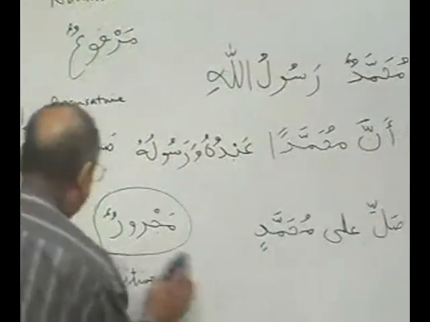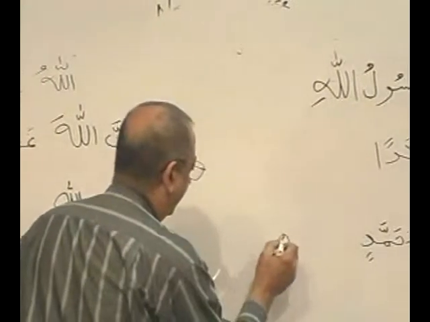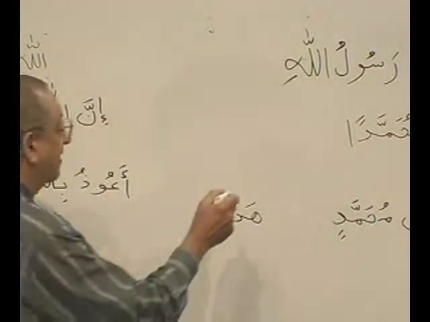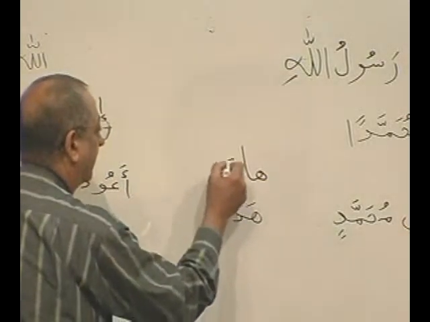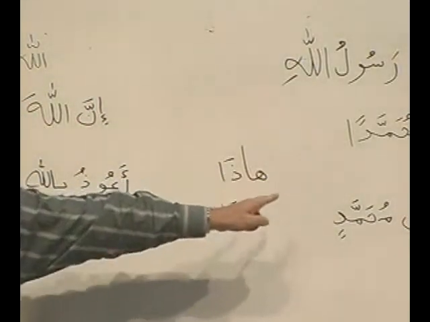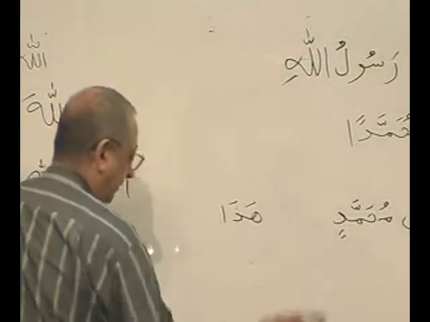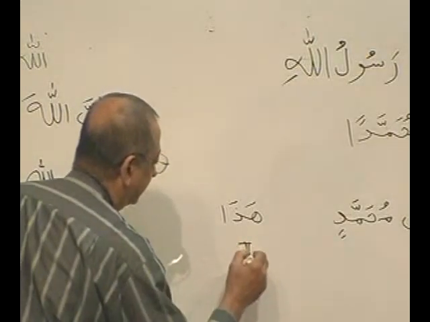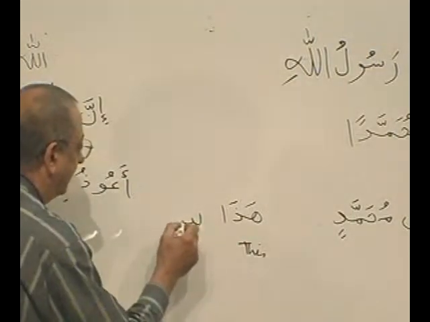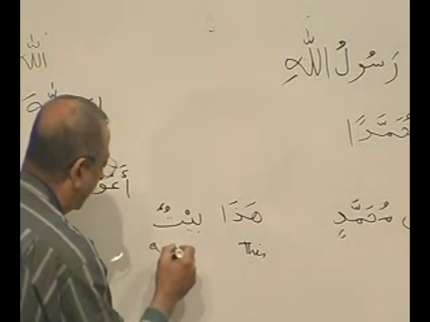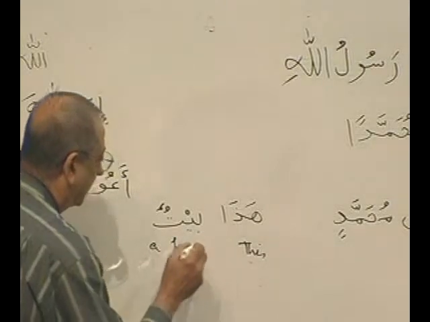Okay. Now, I think you have understood this, so I am going to erase it, brother. Haza. See, it is pronounced like haza, but this alif is not written. It is explained in the key also. So it is haza. Haza means this, and baytun means a house. Are you with me, brothers and sisters?